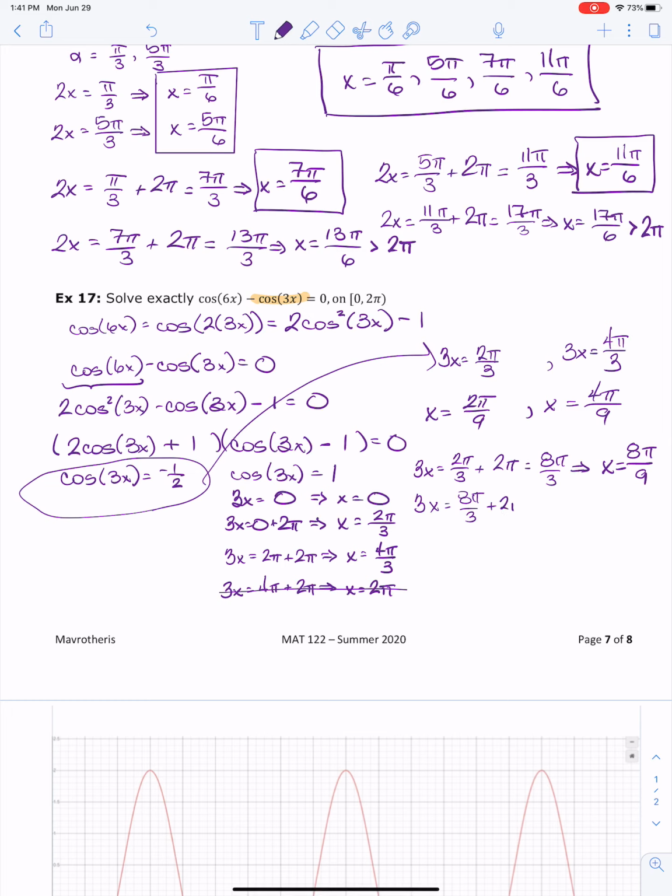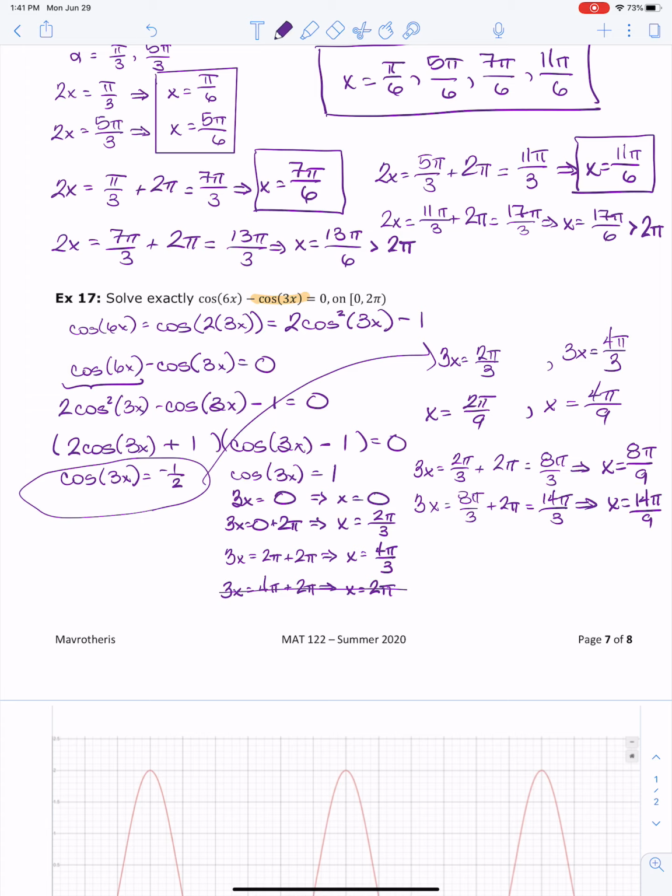Okay, so plus 2 pi. So that gives me 14 pi over 3. When I divide both sides by 3, I get x equals 14 pi over 9. See, 18 pi over 9 would be 2 pi, so 14 pi over 9 is still within that interval. It's less than 2 pi.